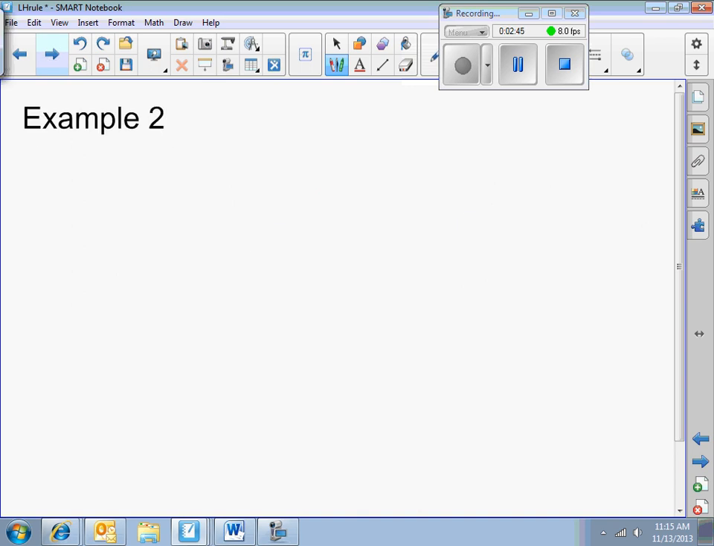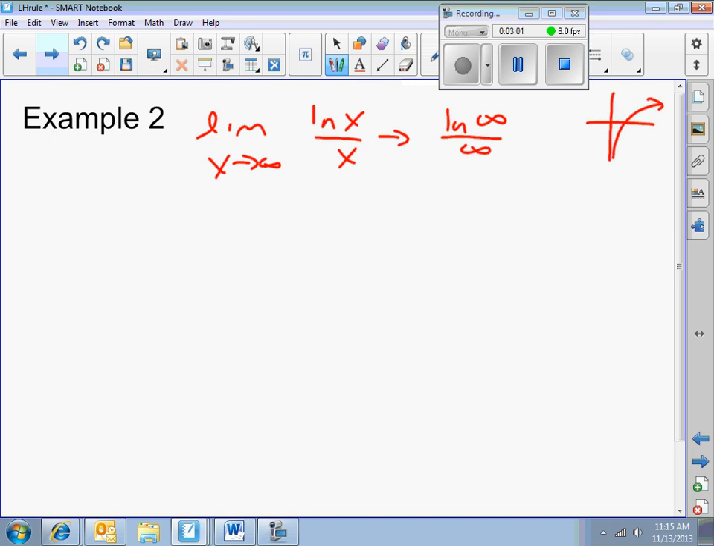Let's look at example 2. I'm going to look at a limit as x approaches infinity now. The limit as x approaches infinity of natural log of x over x. If I try to do it by direct substitution, I get natural log of infinity over infinity. Well, we know the natural log graph goes off to infinity, so this is indeed infinity over infinity. It's indeterminate. I can use L'Hopital's rule.